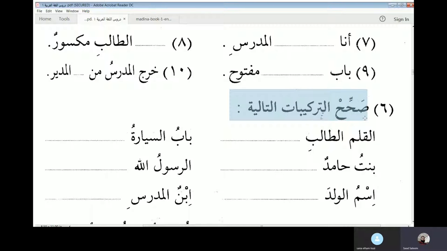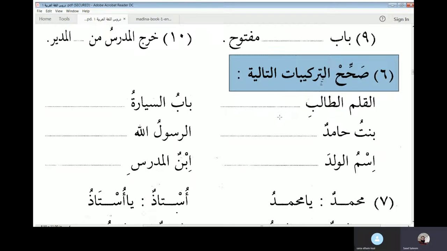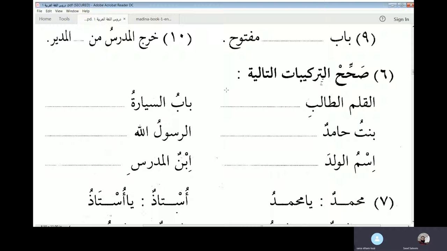Sahhih at-tarakib at-taliya. Correct the following structures, correct the following phrases. There is a mistake in all these phrases. First tell me what is the mistake, then correct it. Al-Qalamu Talibi. So there cannot be two definite words. Al-Qalamu, the pen. What is the mistake? So it can only be kalamut talibi.